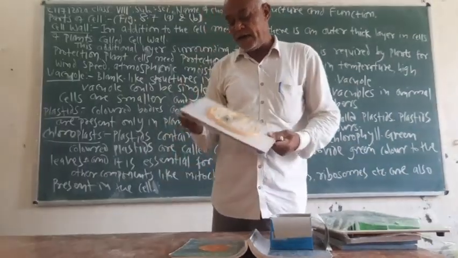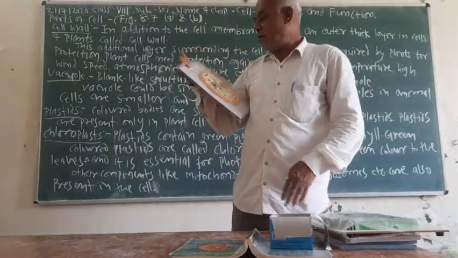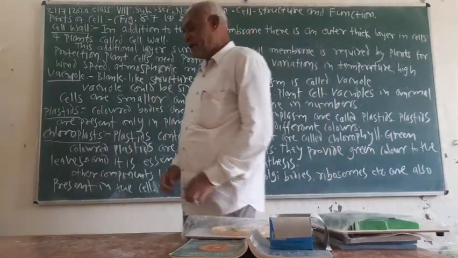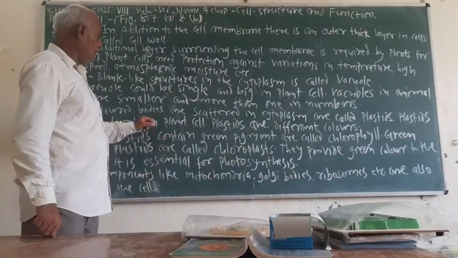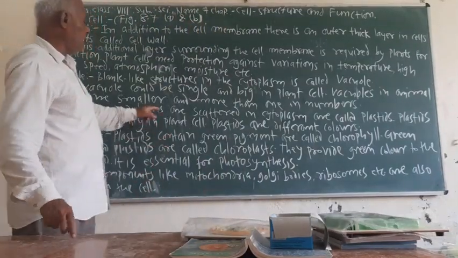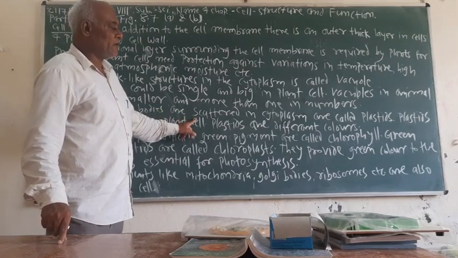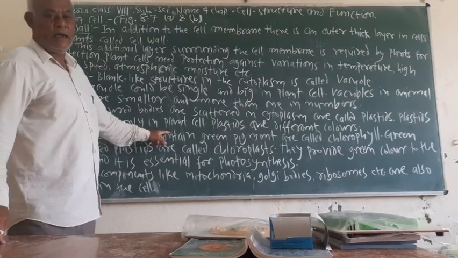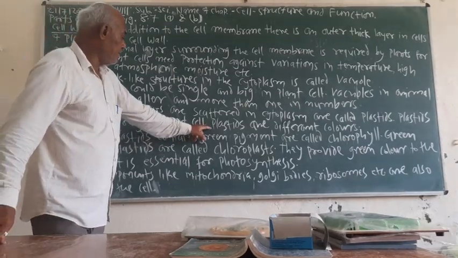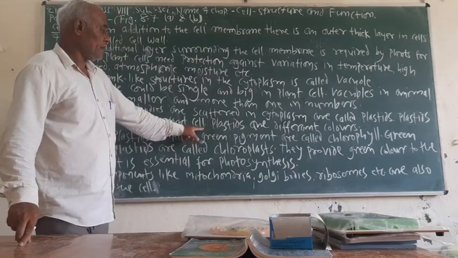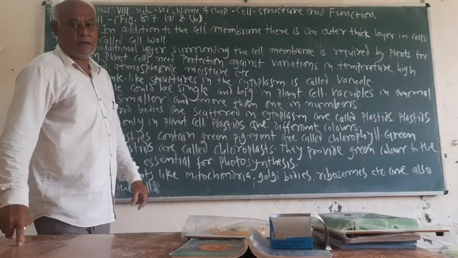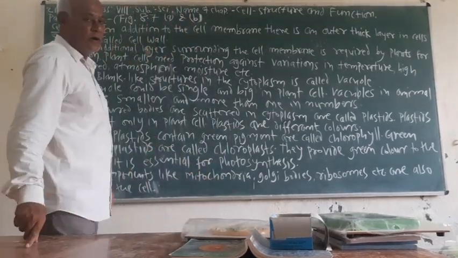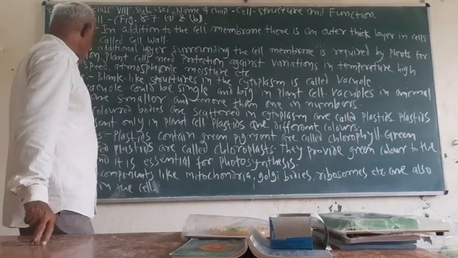Also we said that in the animal cell no plastids are present at all, because plastids are present only in the plant cell. Colored bodies scattered in the cytoplasm are called plastids. Plastids have different colors like yellow, green, orange, red, etc.